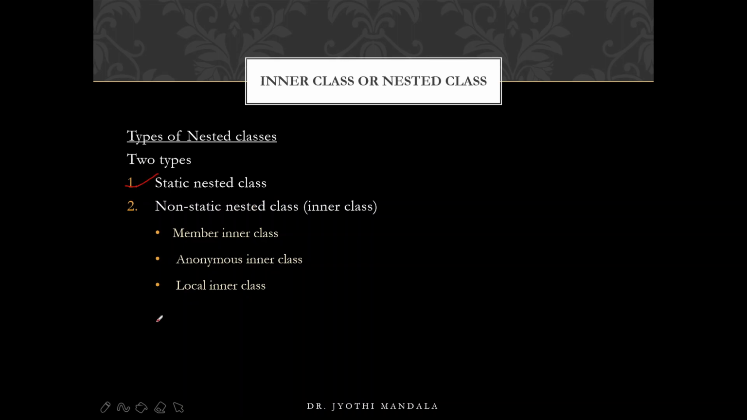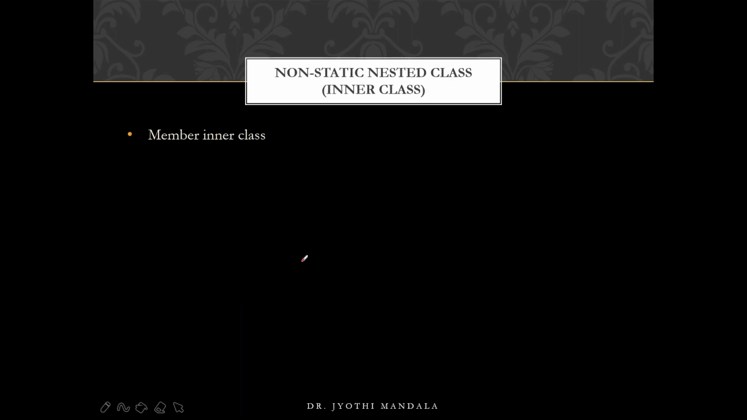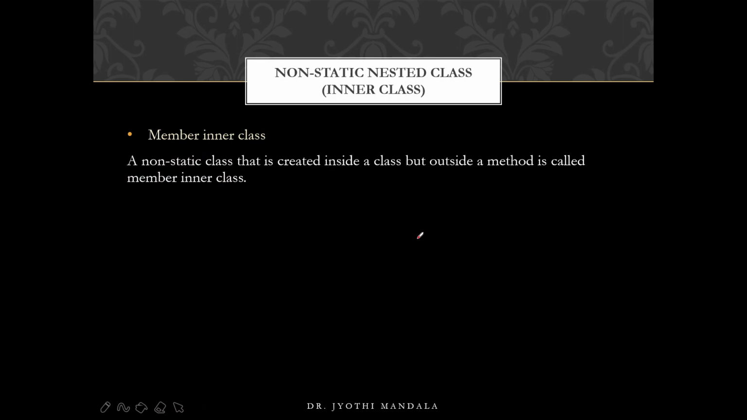Now let us see the second category. The second category is the non-static nested class, which in turn is called an inner class. Again, this is categorized into three types: member inner class, anonymous inner class and local inner class. Let us see one by one what all these things are. Let us see the first one, member inner class. Member inner class is nothing but a non-static class. As of now, we have taken the inner classes of static only, but from now onwards, we need to consider that class as a non-static class only.